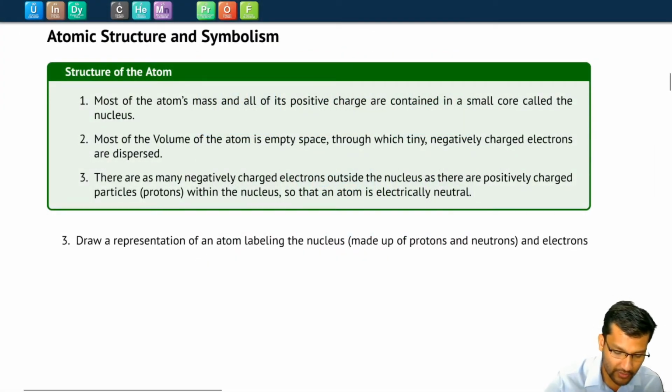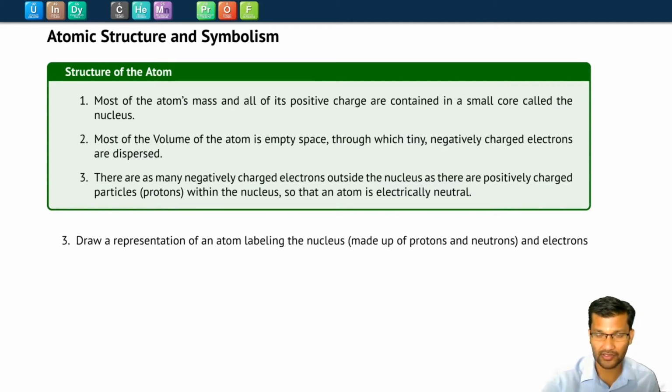Now hopefully you've read about the various experiments that have been performed over the decades and hundreds of years that have made it so that we could understand exactly how an atom is made up. And I'm not going to go over those experiments in detail, I'm just going to summarize some of their results.